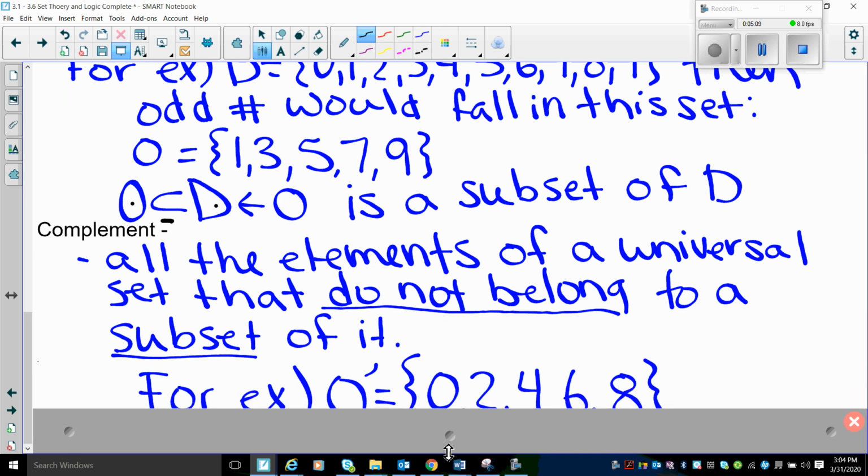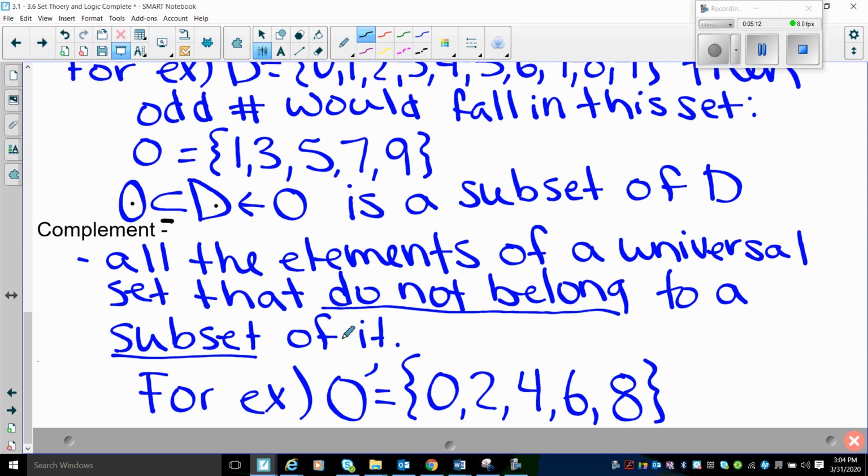And the last definition on this page is called a complement. A complement in math is all the elements of a universal set that do not belong to a subset of it.